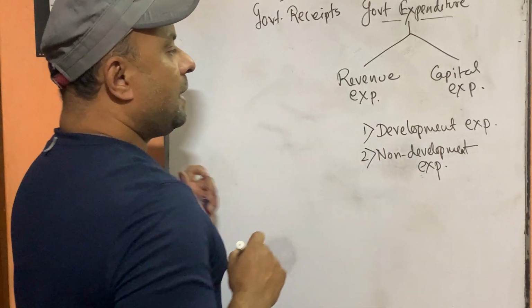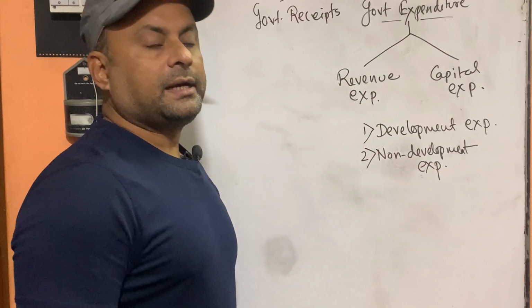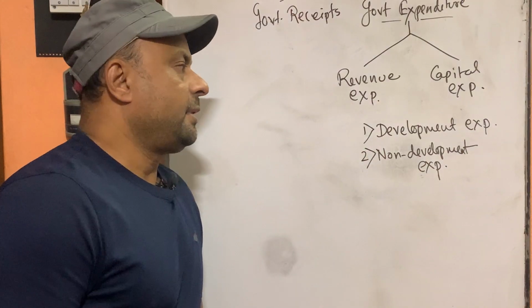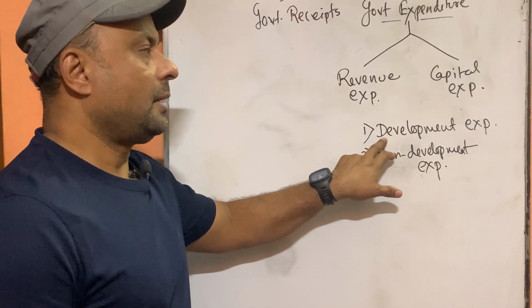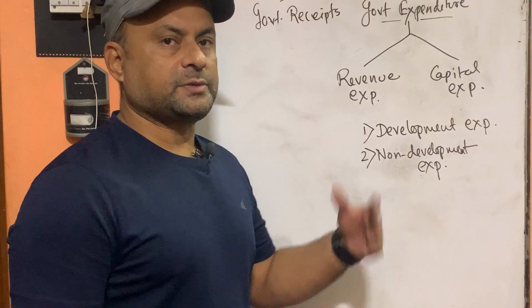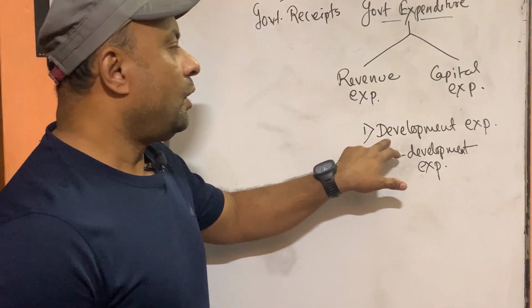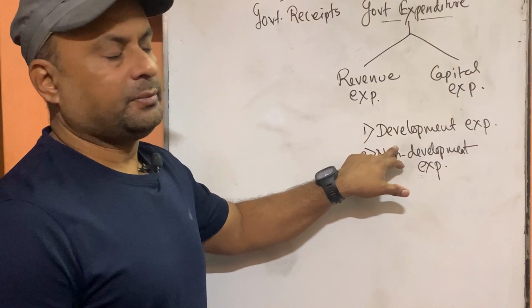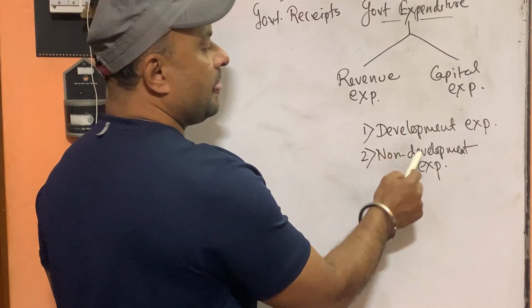Development expenditure means those expenditures of government which are directly related with the socio-economic development of the country. Suppose expenditure on education, health, schools, colleges, expenditure on construction of roads, transport, communication. These all are for the direct development of the country. So such expenditure of government is development expenditure.